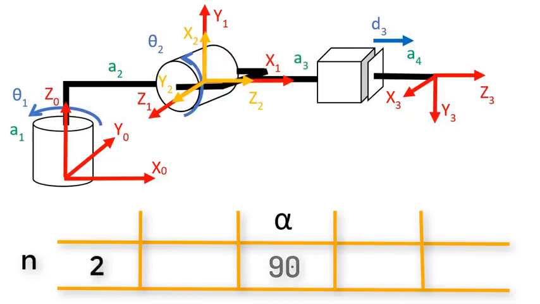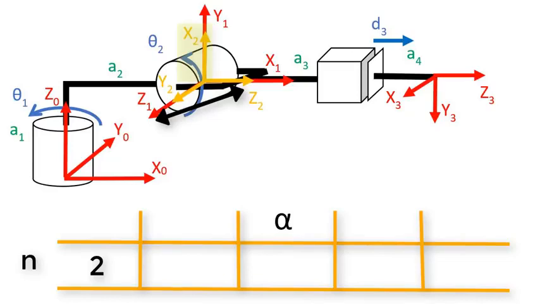Next, let's look at alpha for the second row. Since this is the second row, I'll substitute n equals 2. Alpha here is the amount that we have to rotate frame 1 around the axis x2 in order to get axis z1 to match axis z2. z1 is coming out of the page towards us, and z2 is pointing to the right. So we need to rotate frame 1 90 degrees in order to get z1 to match z2.